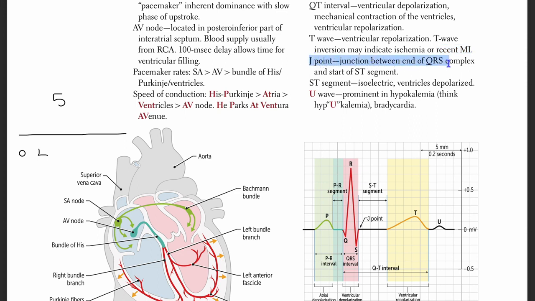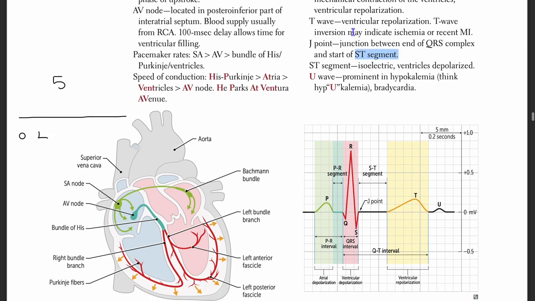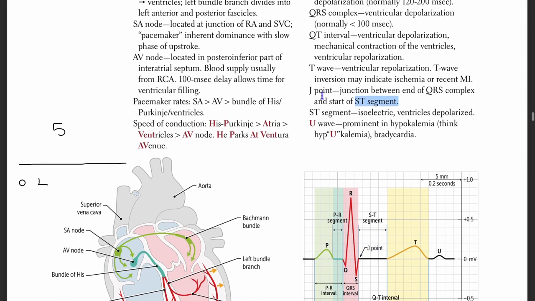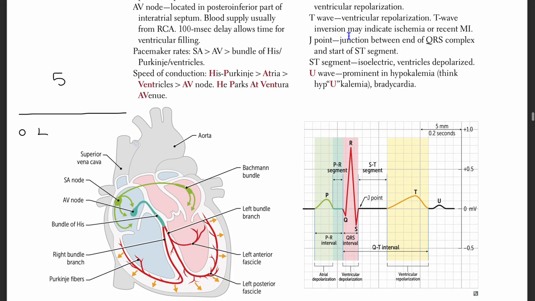And J point is the junction between the end of the QRS complex and the start of the ST segment. So the ventricular depolarization and then the repolarization. So this part right here is called the ST segment. Here they give us the QT interval, not the ST. So this is the ST segment. Isoelectric, ventricles depolarized. Okay. So I guess when it's going back, out of the backside, that's the one that's causing this. Isoelectric causes a flat line, right?